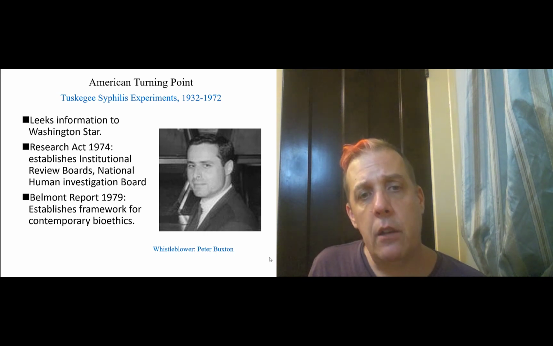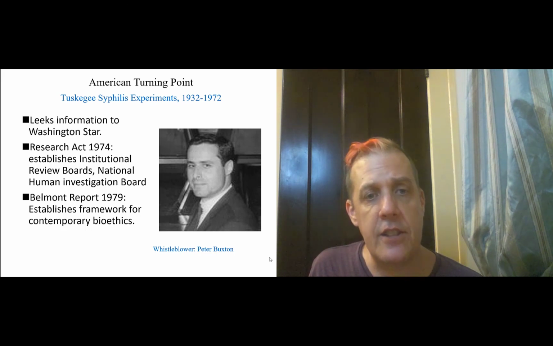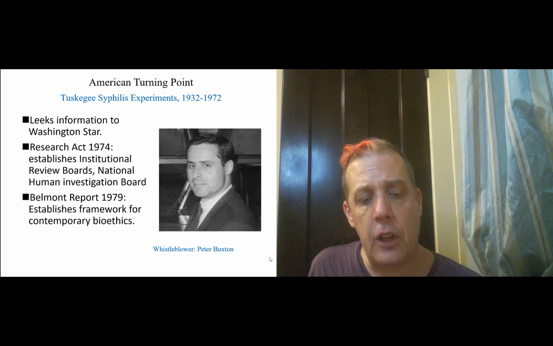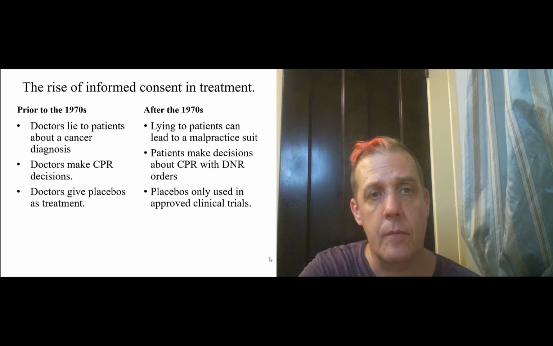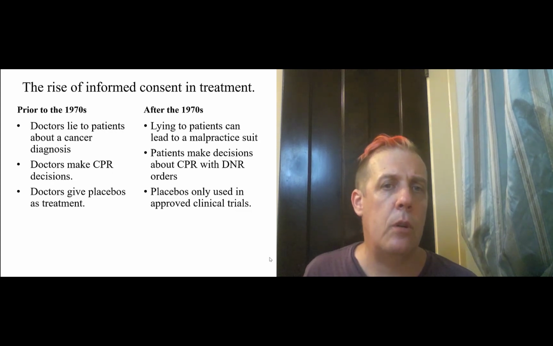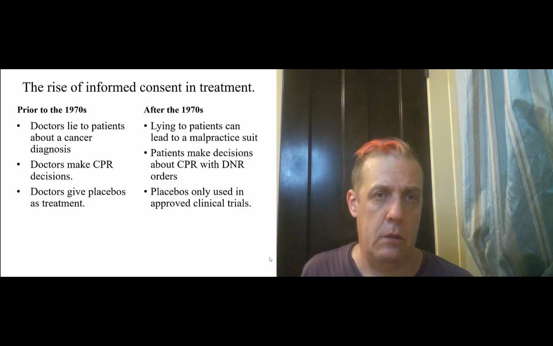A more complete framework for understanding this was released in 1979. It's called the Belmont Report. And a philosopher named Tom Beecham was largely responsible for writing the important content of that. And we'll be seeing a video of him next week. So the 70s changes everything.